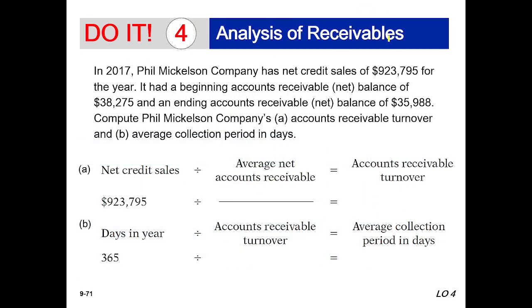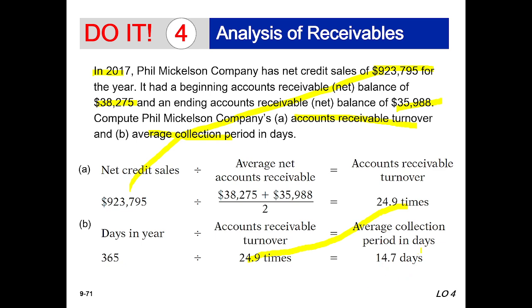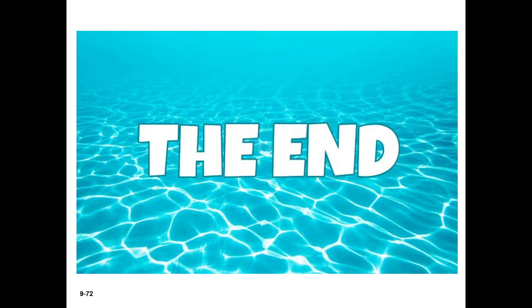Now do it. Analysis of receivables. Very simple matter. In 2017, Philip Michelson Company had net credit sales of this amount, this is the beginning balance and this is the ending balance. Just two points: number one, accounts receivable turnover, and number two, average collection period. After using these two balances, the beginning and ending, we get accounts receivable turnover of this figure, and then we get the average collection period in days, 14.7 days. I think everybody is clear on this analysis of receivables. So thank you so much for joining with us.